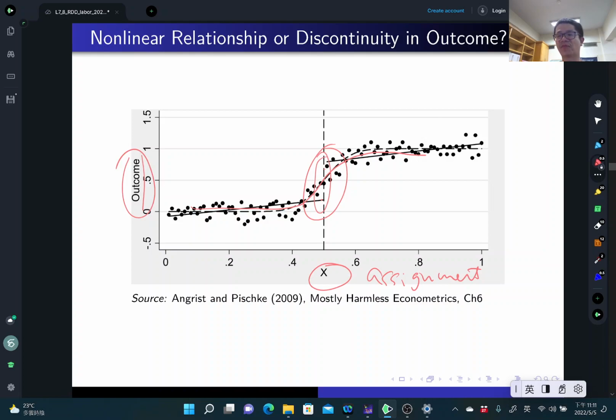If, for example, you use a second order or third order polynomial term, then you might be able to capture this nonlinear relationship, and then you might find there is no discontinuity here. So in this approach, you need to have the right functional form to capture the relationship between the outcome and your x, your assignment variable.